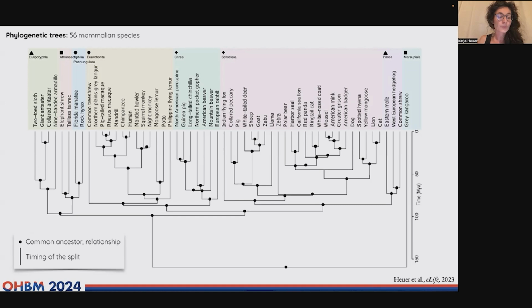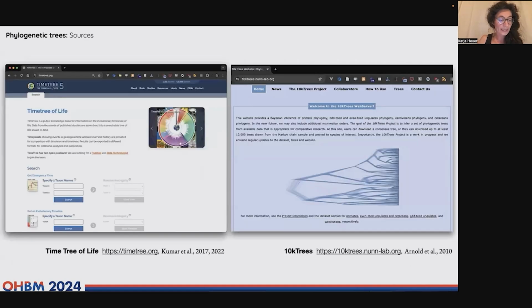And so you can obtain phylogenetic trees for exactly the species in your samples from several online sources, like, for example, the TimeTree of Life, which also gives you some additional information on events in geological time, astronomical history, oxygen levels, and other events, and the 10K Trees website, which is specialized on primate phylogenies, among others, and so they have the most primate species included to date.